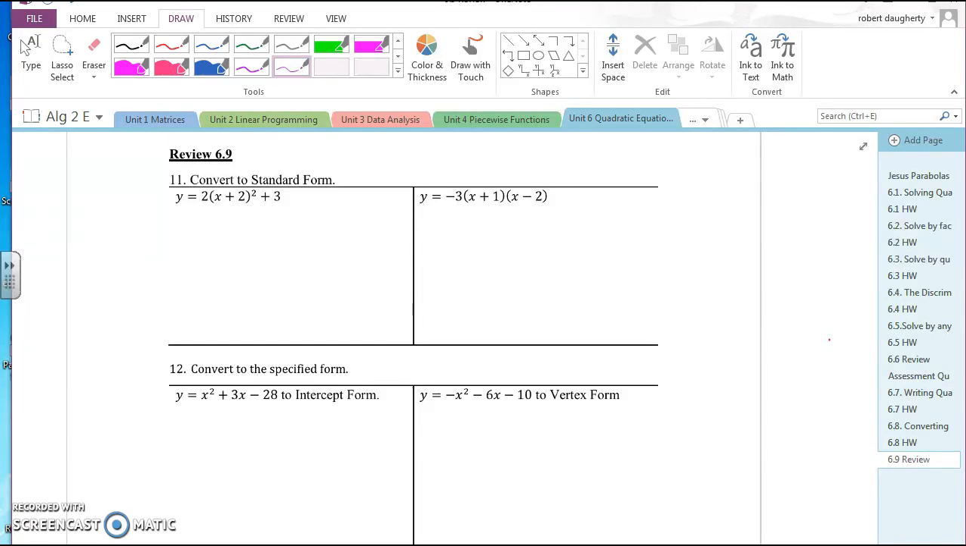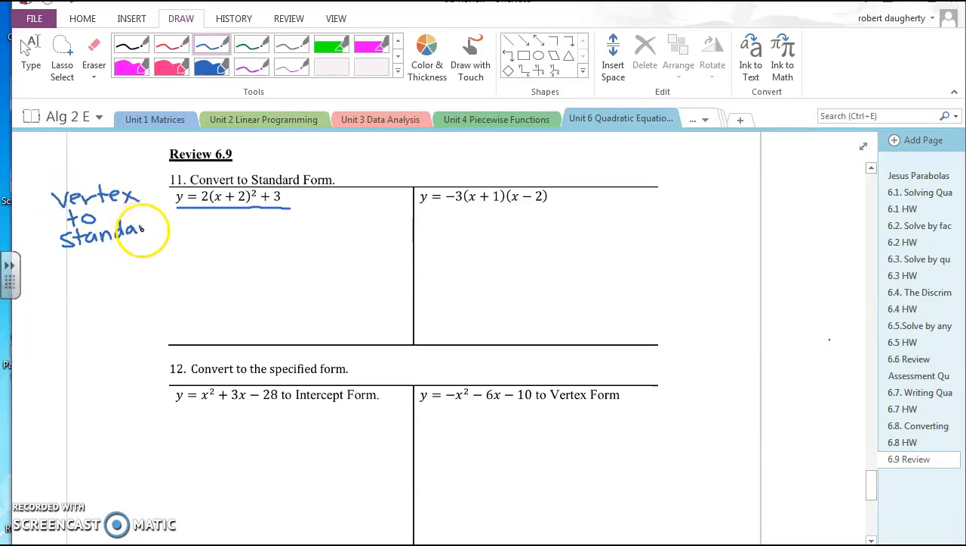Okay, here we are, the last page of this review. This is converting forms and writing equations. So first one, I'm asked to convert something to standard form. So this is vertex, so I'm going from vertex form to standard form.